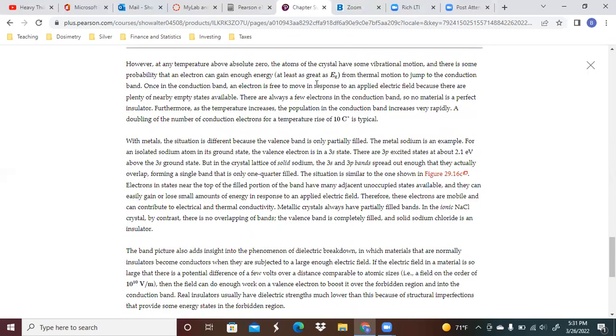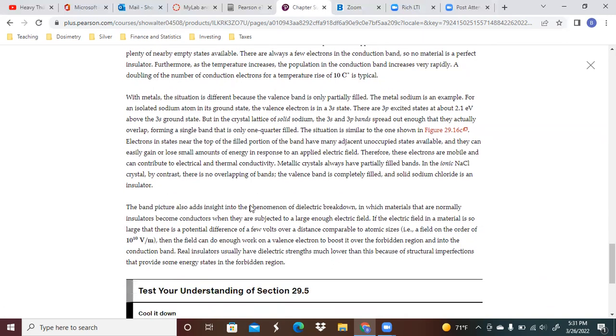However, at any temperature above absolute zero, the atoms of the crystal have some vibrational motion, and there is some probability that an electron can gain enough energy from thermal motion to jump to the conduction band. Once in the conduction band, an electron is free to move in response to an applied electric field because there are plenty of nearby empty states available. There are always a few electrons in the conduction band, so no material is a perfect insulator. Furthermore, as the temperature increases, the population of the conduction band increases very rapidly. A doubling of the number of conduction electrons for a temperature rise of 10 centigrade degrees is typical.